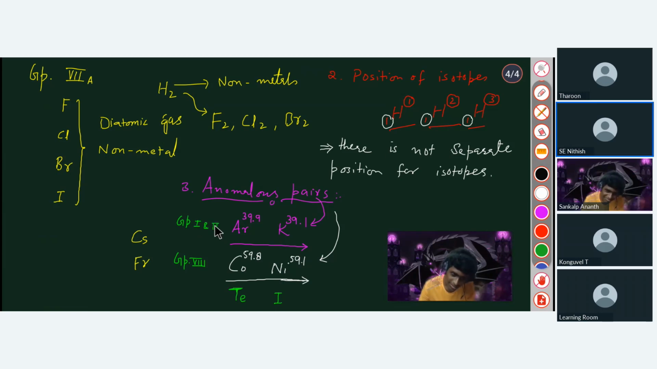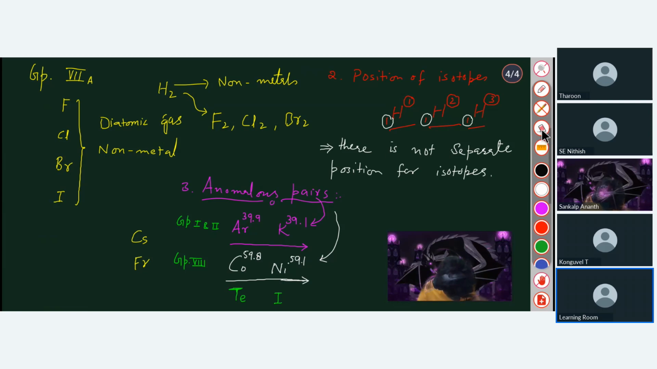Can you tell me argon and potassium? Which group are they in? Argon is in group zero and potassium is in group 1A, sir. Exactly. Neon, argon, krypton, xenon, the noble gases are in group 0.